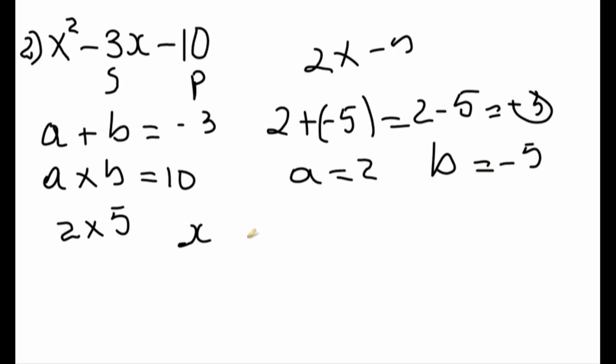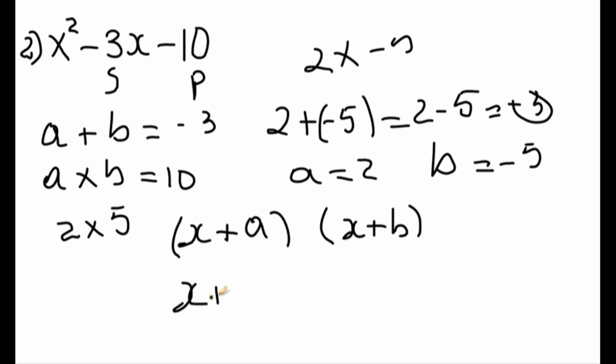So my factorization is gonna be x plus a times x plus b. It's gonna be x plus 2 times x plus -5. If you have plus -5, it's gonna be -5. So this is my factorization.